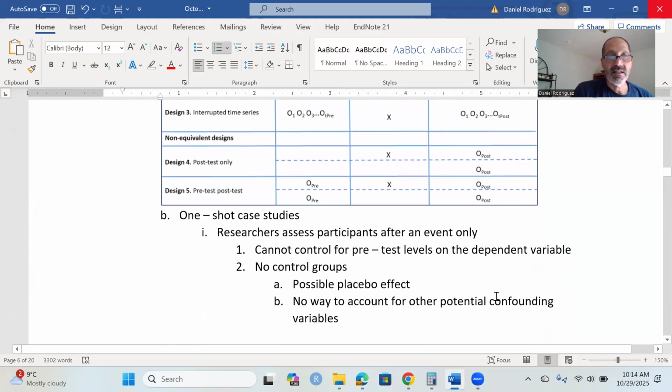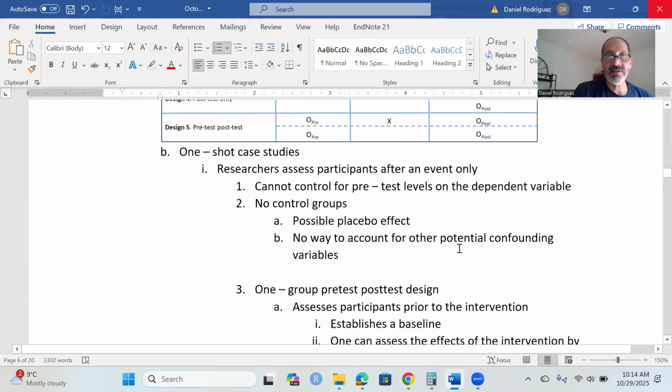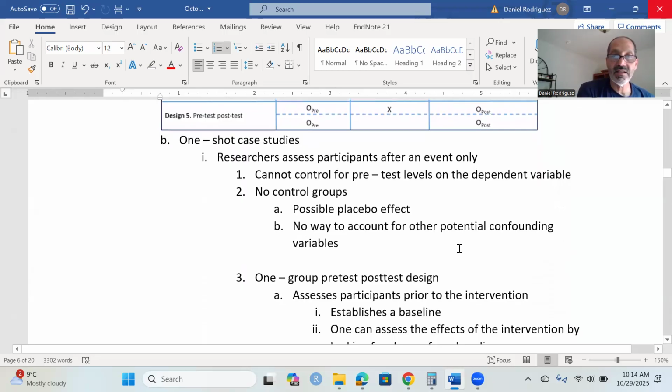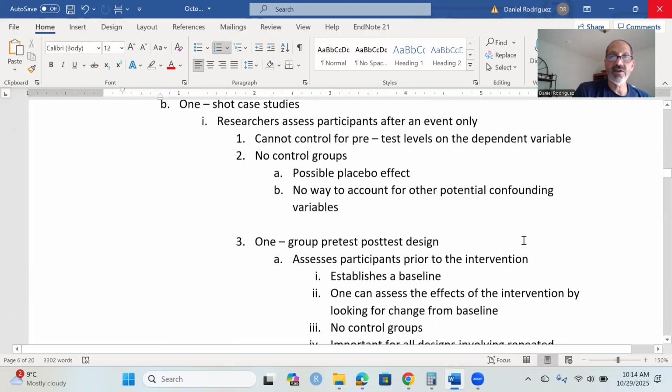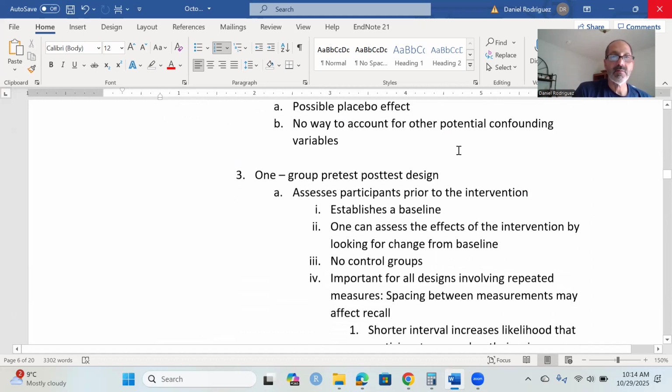So in the one-shot case study, the researcher assesses participants after the event only, cannot control for pretest levels of the dependent variable, and there's no control group. So we definitely have a possible placebo effect and no way to account for other potential confounding variables. Placebo effect is a confounding variable, is a confound.